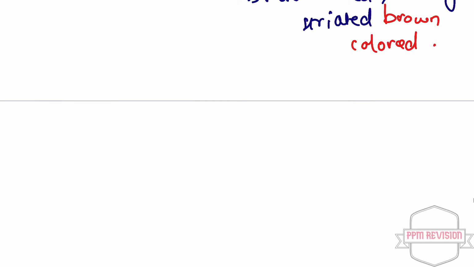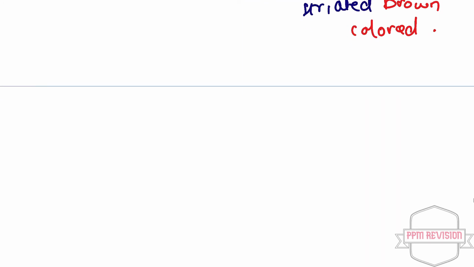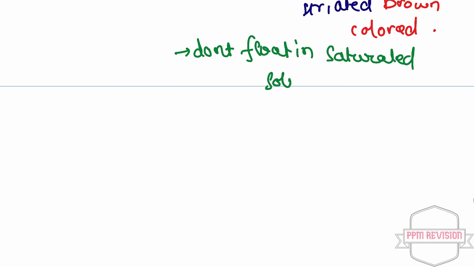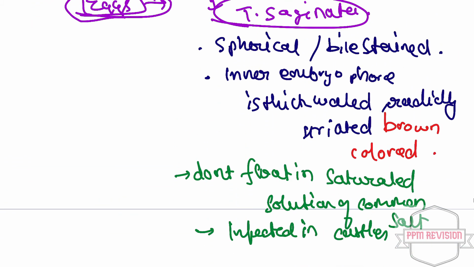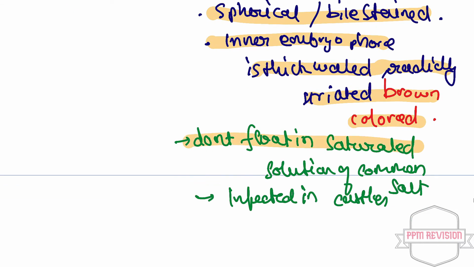And they do not float in a saturated solution of common salt, and mainly infect cattle. So these are some points. They are spherical and bile stained. Their inner embryophore is thick walled and radially striated. It has radiations and is brown colored, and they do not float in a saturated solution of common salt and infect cattle.